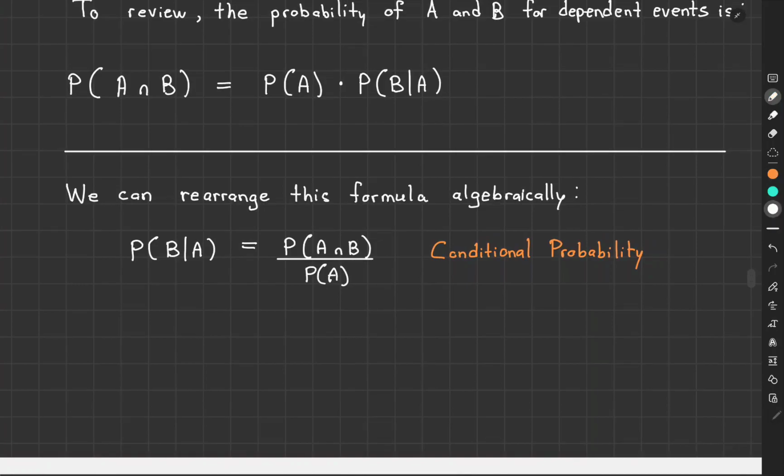And this applies the other way too. Suppose A and B happen in opposite orders, or in the reverse order. You can calculate the probability of A given B. And this formula comes out to the probability of A and B divided by the probability of B. So these are both conditional probability formulas.